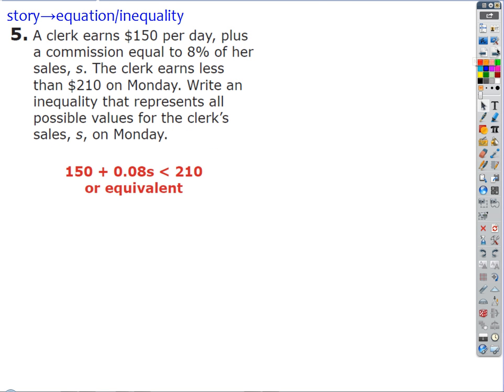Okay, let's look at one of these. I just picked one just so we could talk about a percentage in a problem once. So what about something like this here? This is where they're giving us a story and we've got to turn it into an equation, or in this case an inequality, right? So they're saying a clerk earns $150 per day plus a commission equal to 8% of his sales. So S represents his sales, so that's going to be our variable, right?